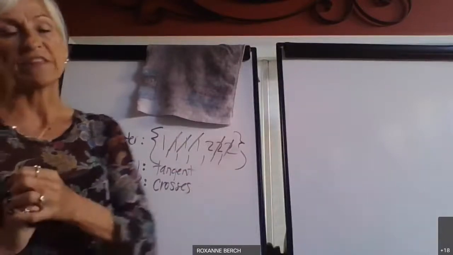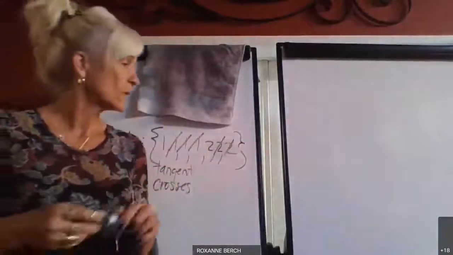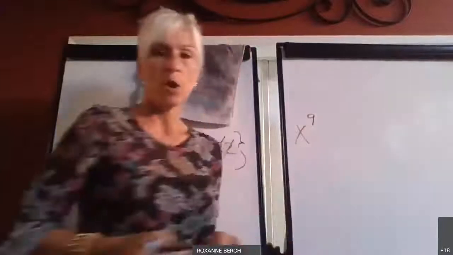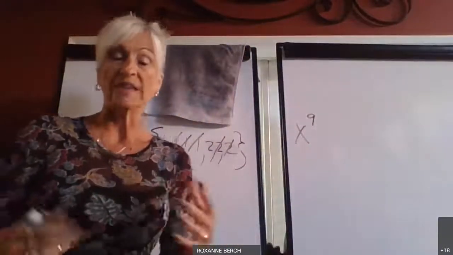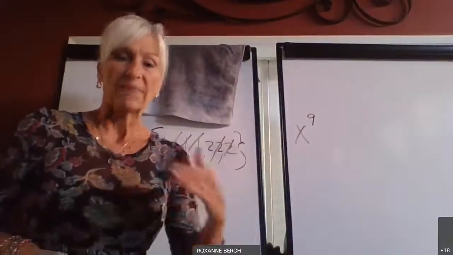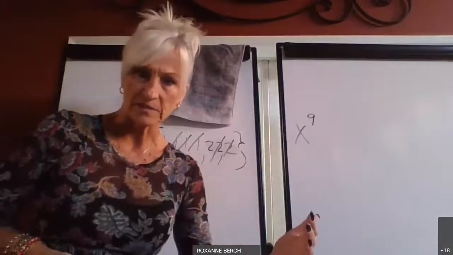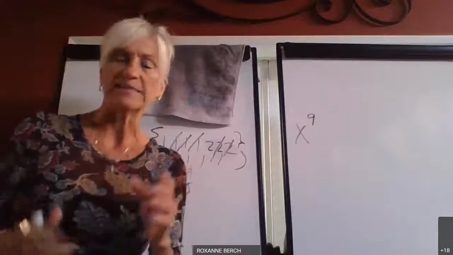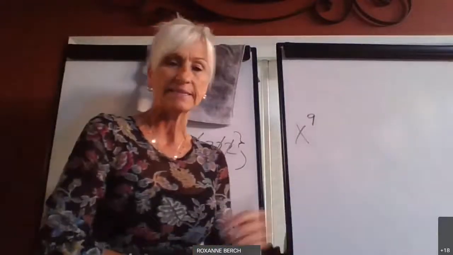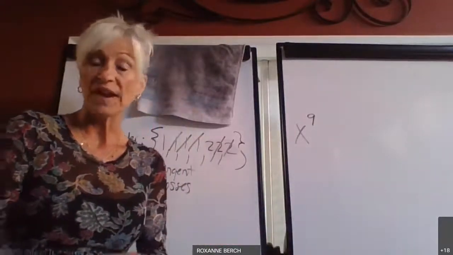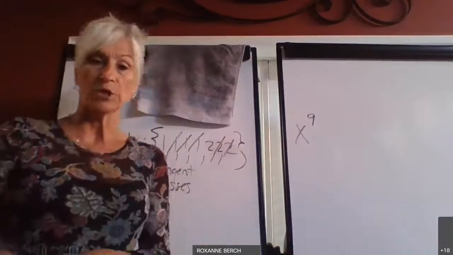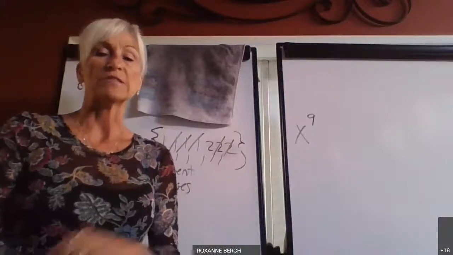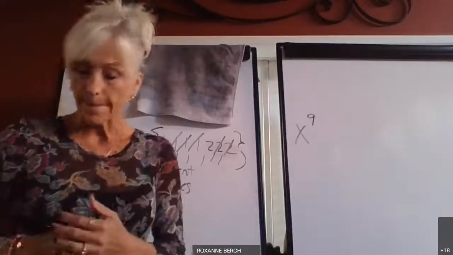Okay, now just a comment about the turning points. If you have a 9th degree polynomial, you have 9 solutions, but the number of turning points is 8. Now that does not mean you have 8. It means you have at most 8. So you could have 4 turning points. You could have 6 turning points. You have to look at the graph, but there's at most 8.